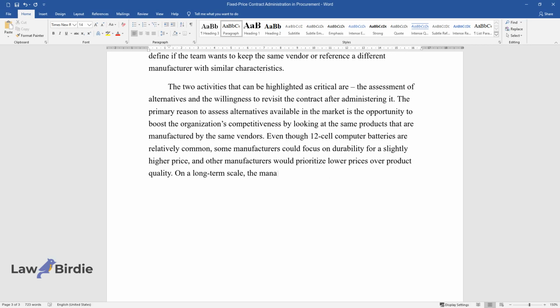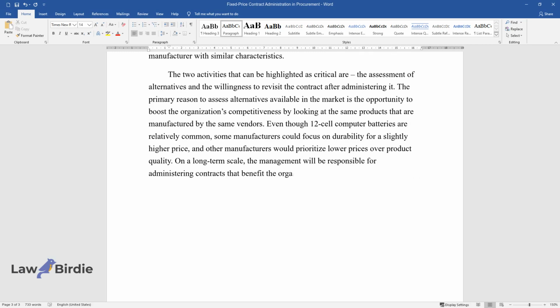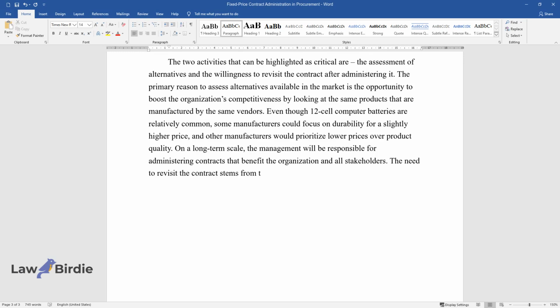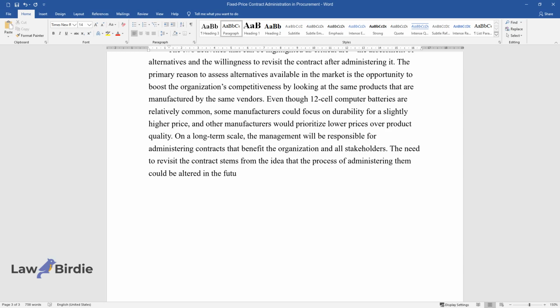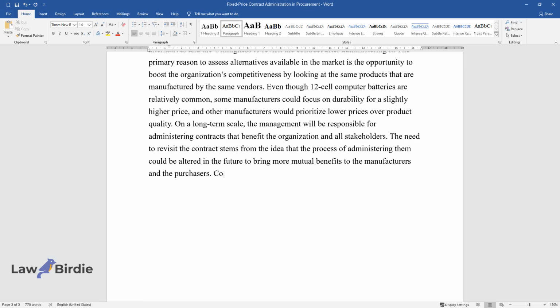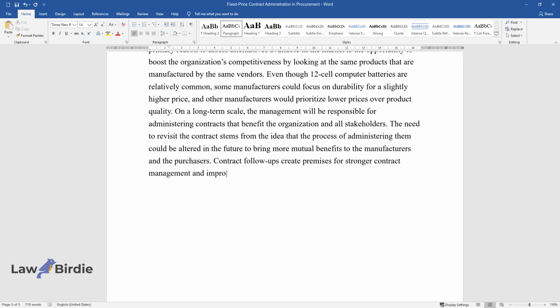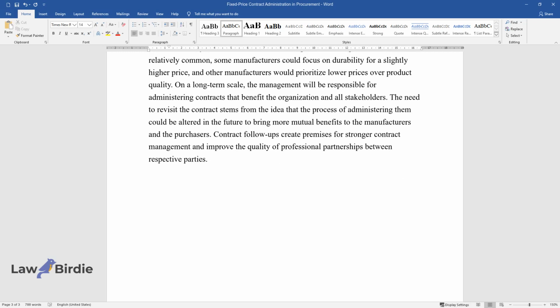On a long-term scale, the management will be responsible for administering contracts that benefit the organization and all stakeholders. The need to revisit the contract stems from the idea that the process of administering them could be altered in the future to bring more mutual benefits to the manufacturers and the purchasers. Contract follow-ups create premises for stronger contract management and improve the quality of professional partnerships between respective parties.